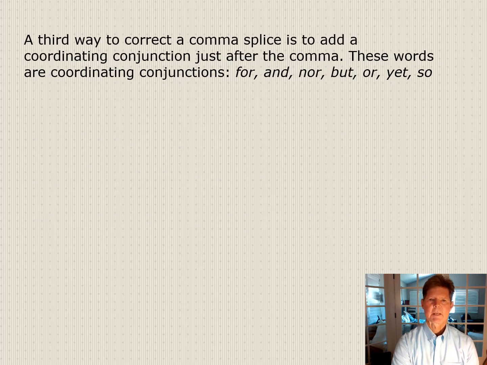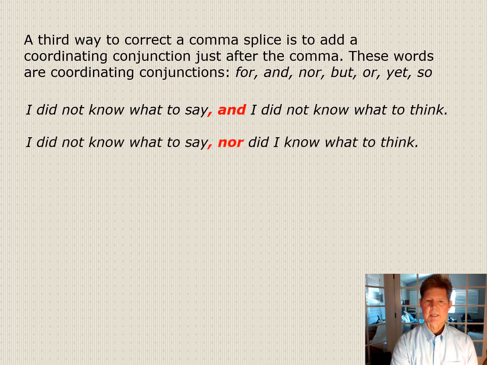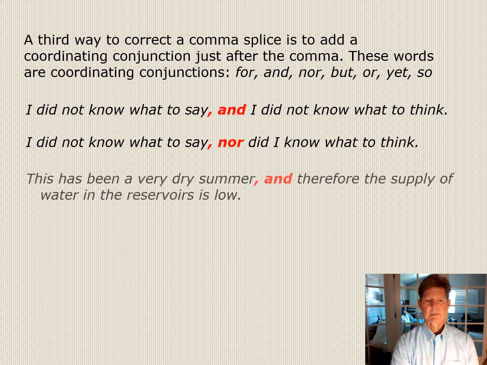A third way to correct a comma splice is to add a coordinating conjunction just after the comma. These words are coordinating conjunctions: for, and, nor, but, or, yet, so. I did not know what to say, and I did not know what to think. I did not know what to say, nor did I know what to think. This has been a very dry summer, and therefore the supply of water in the reservoirs is low.